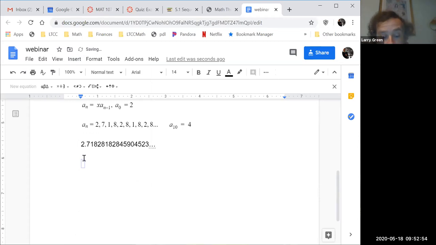I'm going to write it recursively. a sub n is equal to a sub n minus 1 plus a sub n minus 2, and a sub 0 is equal to a sub 1 equals 1. What sequence is this? I bet you've all seen it before.